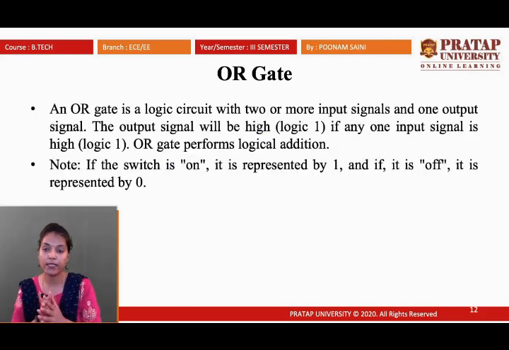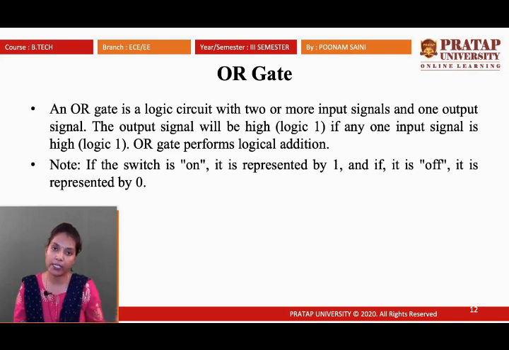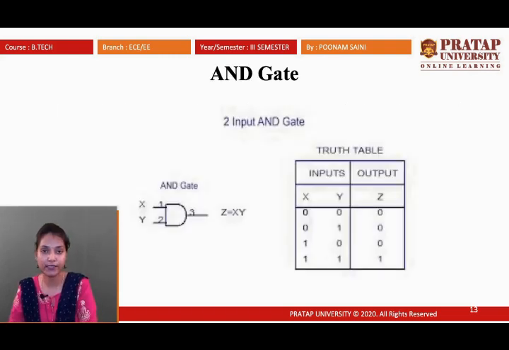So you can see that an OR gate is a logic gate with two or more inputs and only one output. The output signal will be high, that means 1, or a closed switch, if and only if any of the input signals is high or logic 1. OR gate performs logical addition. So next is AND gate.